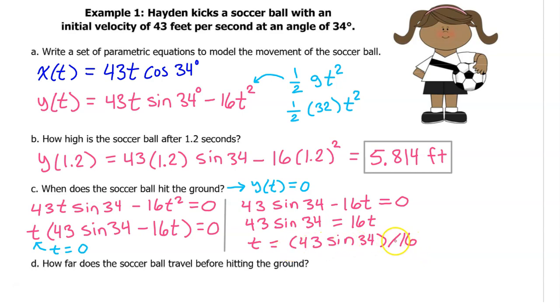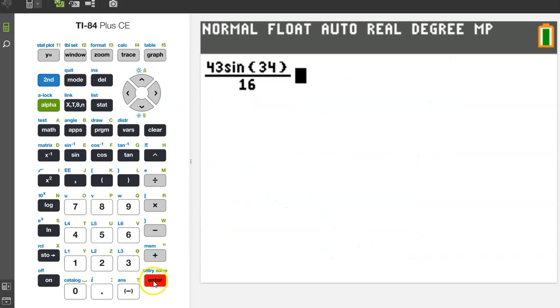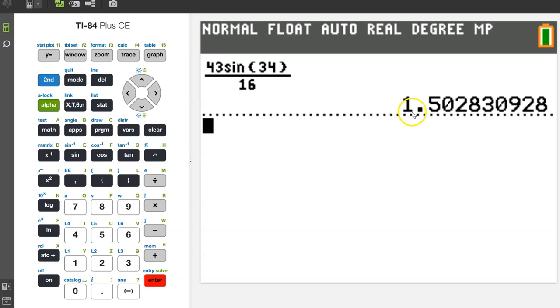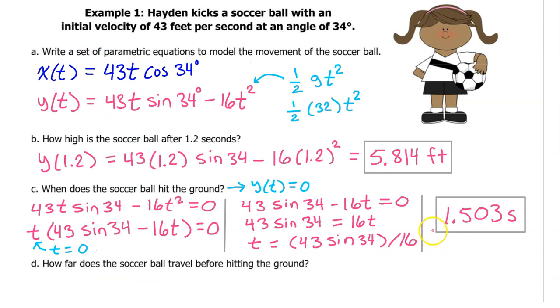Let's put this in the calculator. So that is 1.503 if you round up. So the ball will hit the ground after 1.503 seconds.